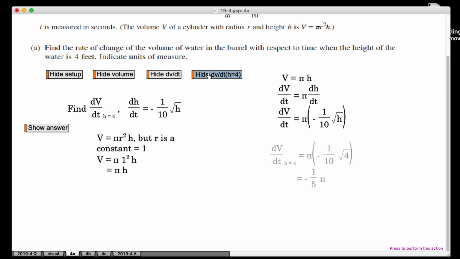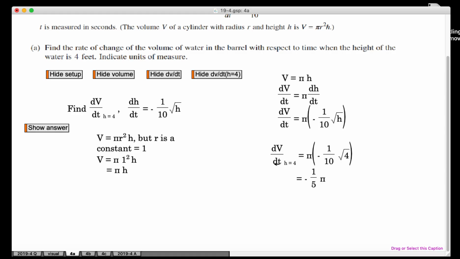But now we're looking for dv dt when h is 4. So when h is 4, we plug 4 in for h, and we get here, the square root of 4 is 2, so we get 2/10, or minus 1/5 pi. That's the rate of change. That's the rate of change at the instant. That's the rate of change in volume at the instant when the height is 4.